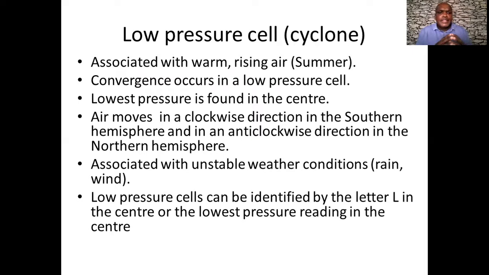Air moves in a clockwise direction in the southern hemisphere in low pressure cells. Then in the northern hemisphere, air moves in an anti-clockwise direction. Then your low pressure cell is associated with unstable weather conditions.